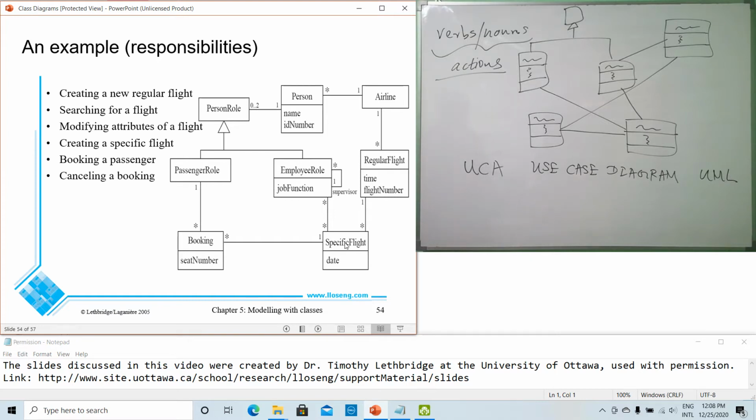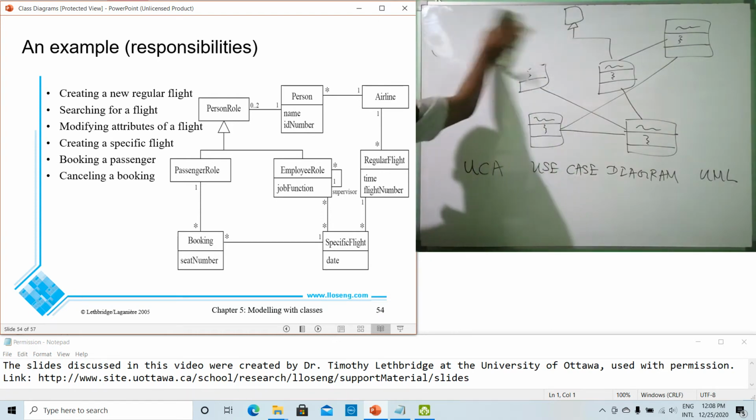Now this is an example using the class diagram we have shown in a previous slide.